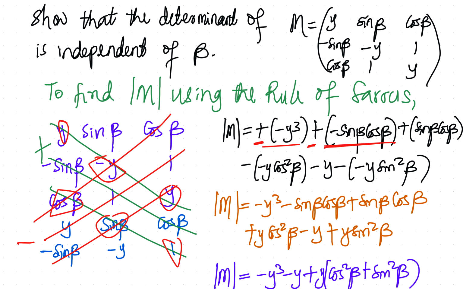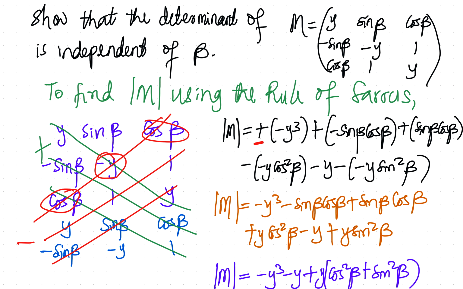And for the negatives, the first one you have is cos beta times minus y times cos beta. That is why you have negative outside, because it's part of the negatives. When you multiply that out, you have minus y cos squared beta, because cos beta times cos beta is cos squared beta. The next negative is y times 1 times 1, that's y. And the third negative is minus sine beta times minus sine beta times y, which gives minus y sine squared beta. Now that you have done all that, that is basically the Sarrus rule.